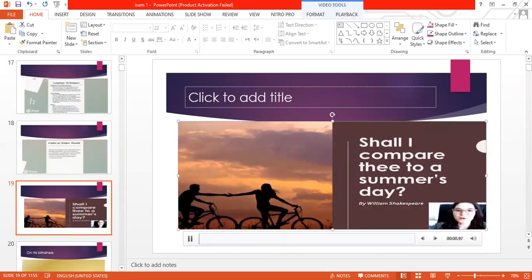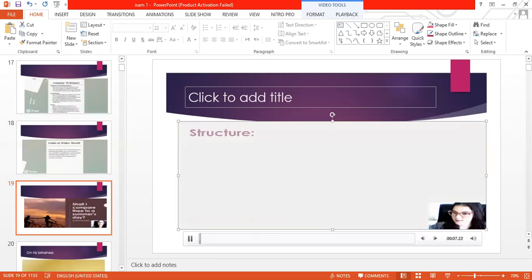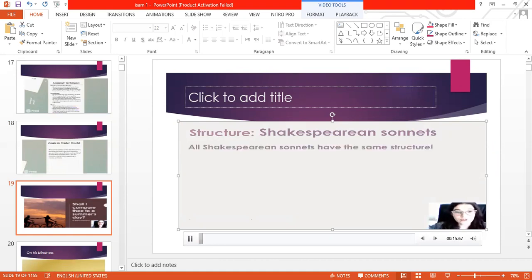Hi guys, we're going to do the poem Shall I Compare Thee to a Summer's Day by William Shakespeare. Let's get into it. Okay, the first thing we're going to look at is the structure of this poem. We know that this is a sonnet and all sonnets have the same structure, and this is how you will be able to identify when a poem is a sonnet or not.